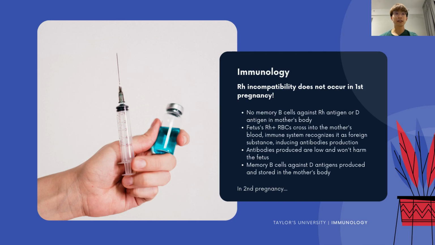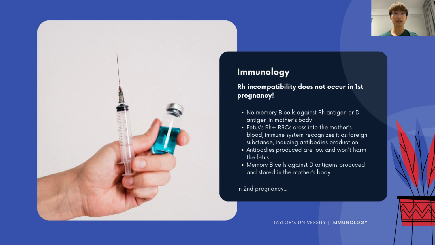I'm Carlo, and I will now talk about the immunology behind the rhesus incompatibility. In the first pregnancy, rhesus incompatibility does not occur. The mother's body lacks memory B cells against the rhesus antigen, or D antigen. When the mother's blood mixes with the fetus's rhesus positive blood, her immune system recognizes it as foreign and produces antibodies such as IgG in the first pregnancy.